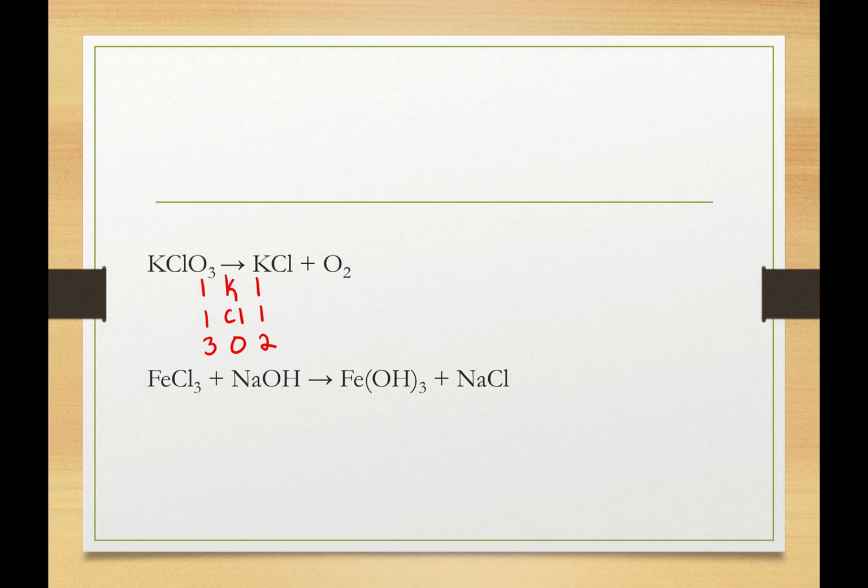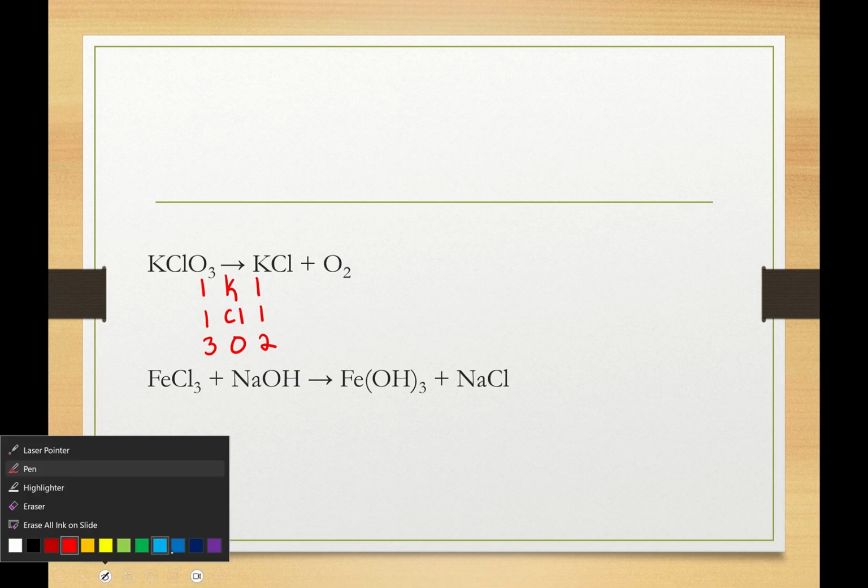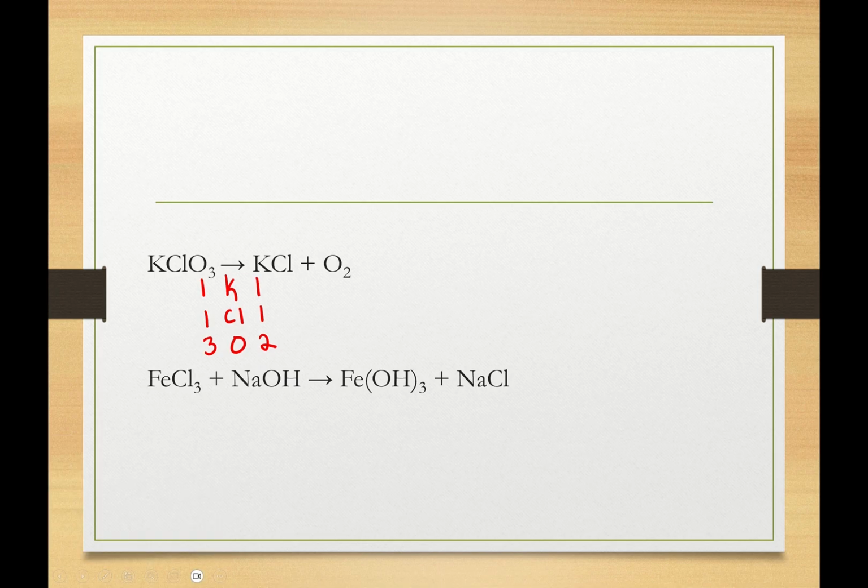So I want to look at what is the lowest common multiple. So between 3 and 2, the lowest common multiple is 6. So then, in order to go from 3 to 6, I must multiply by 2. So I'm going to identify the oxygen. Now the oxygen here is bonded in this potassium chlorate compound. So this 2 must go in front of the compound, not in the middle of it.